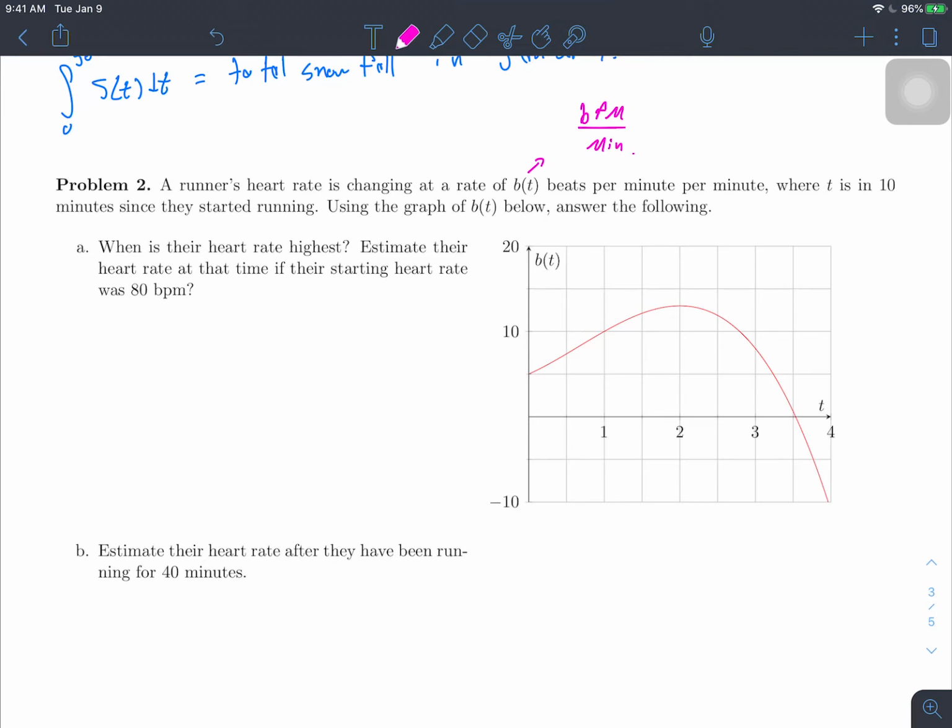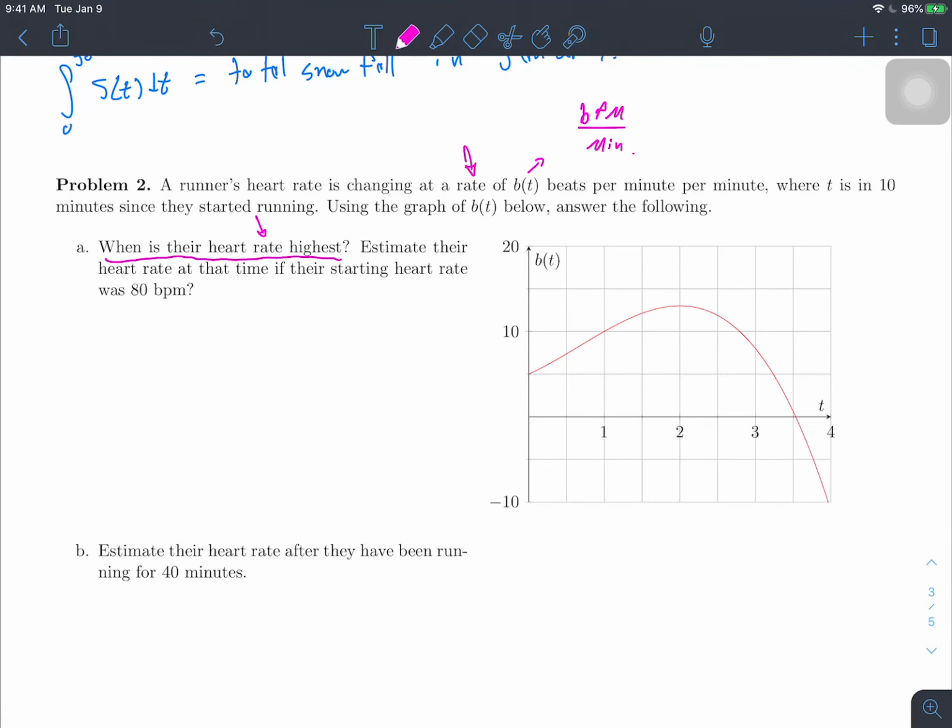Okay, so what's graphed here is not heart rate, but the rate at which heart rate is changing. Now, we are asked a question about heart rate. So the way we should read this question is, we are given a rate of change of a quantity, and we are asked a question about the quantity itself. That should get us thinking about integration.